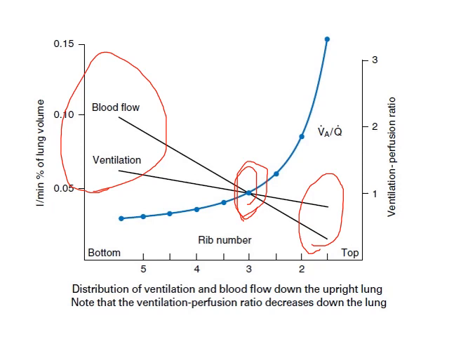This slide explains why the ratio is the highest at the apex and lowest at the base of the lung. You can see here that at the bottom of the lung, the blood flow is greater than the ventilation, so the ratio will be less than 1. And at the apex of the lung, the blood flow is much less than the ventilation, and hence the ratio will be more than 1, while it is the best and equal to 1 at the level of rib number 3.